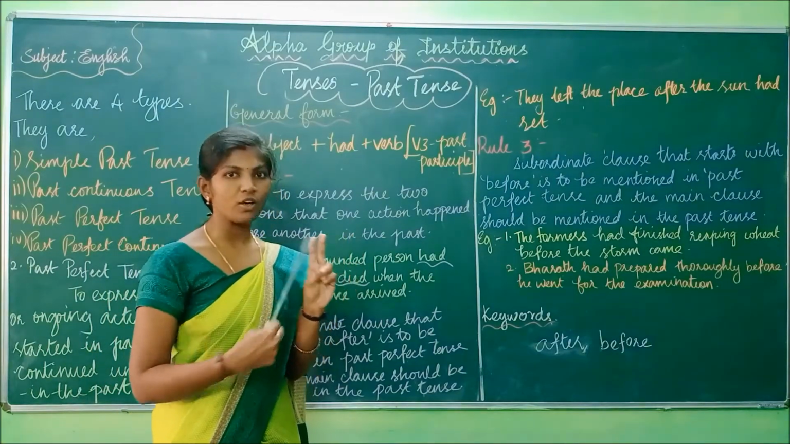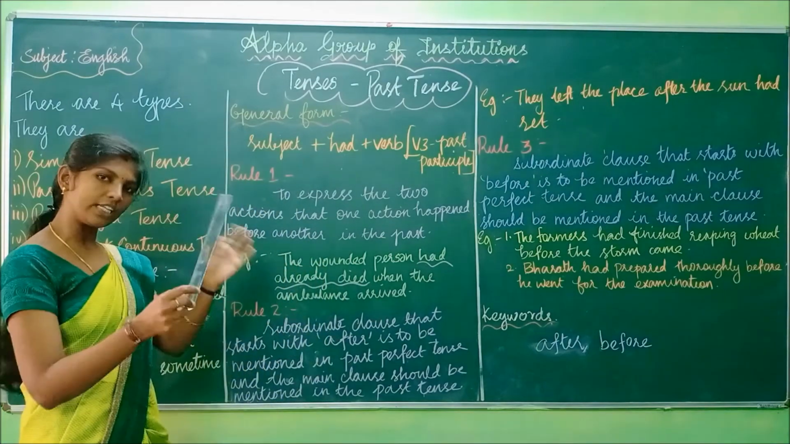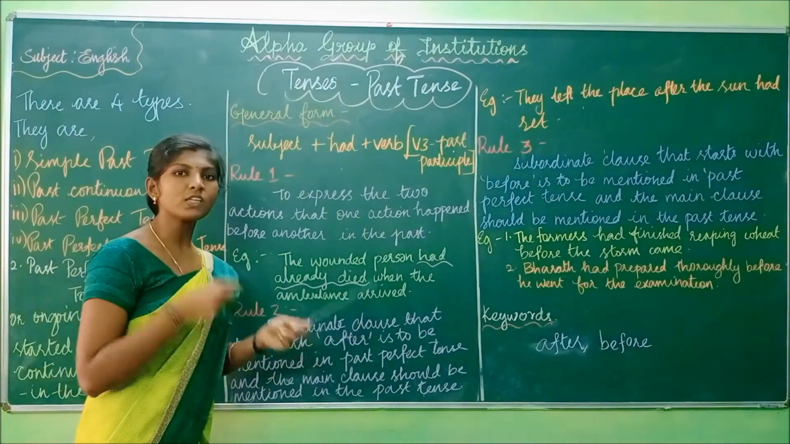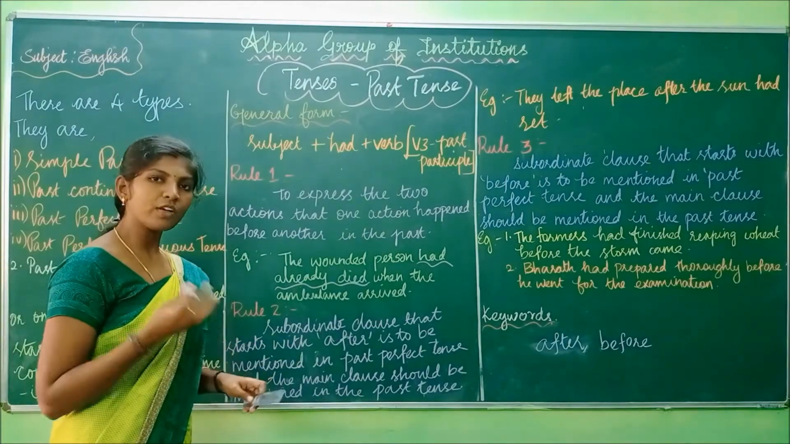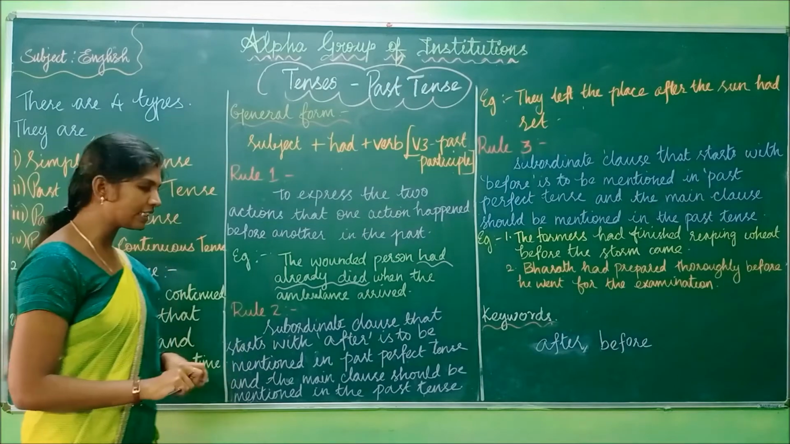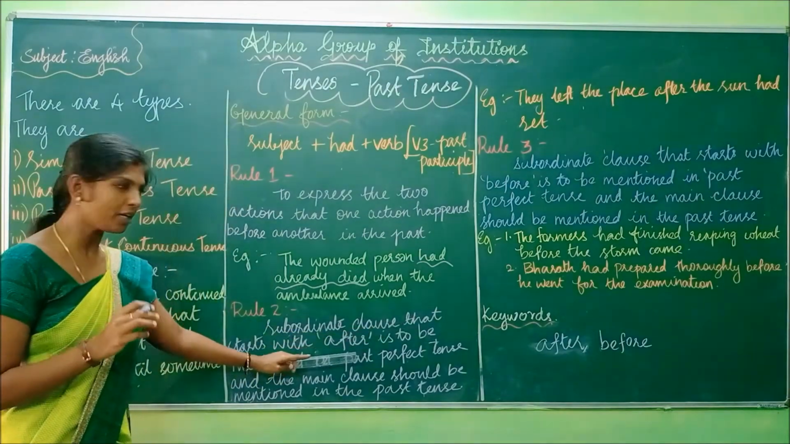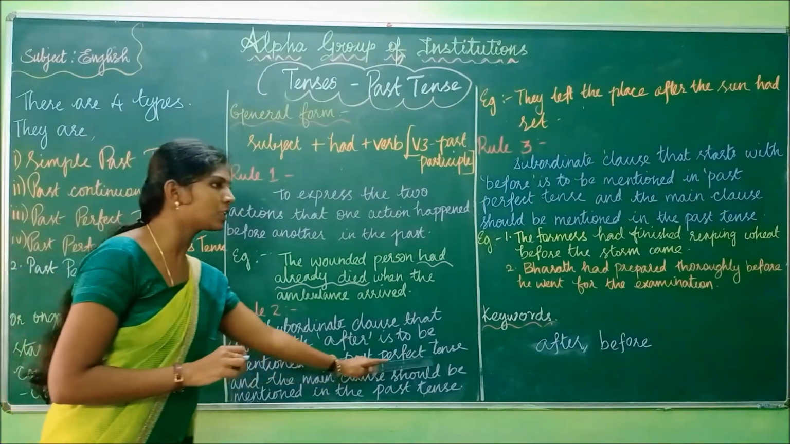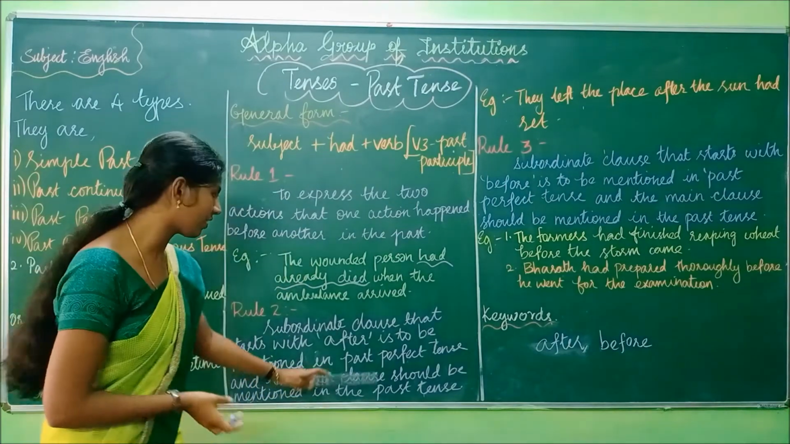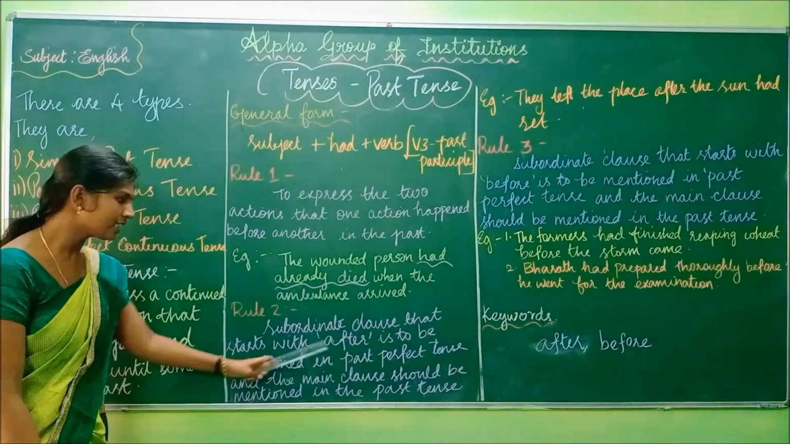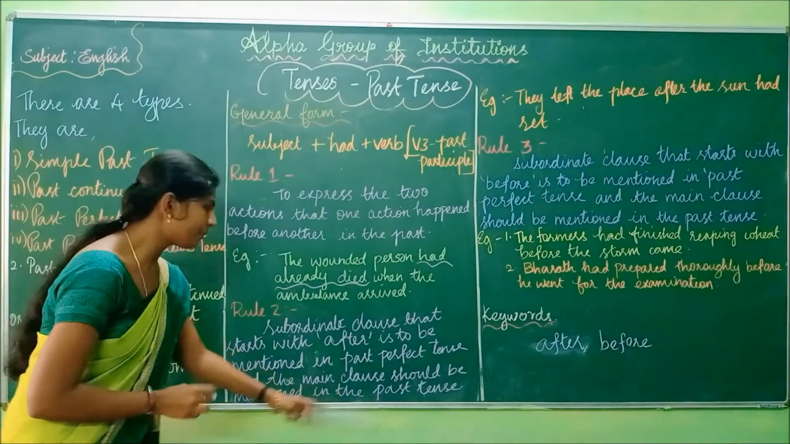One is the main clause and the other is the subordinate clause in a sentence. The subordinate clause always starts with a conjunction, like after or before. So we'll have a connecting word before the sentence starts. The subordinate clause that starts with after is to be mentioned in past perfect tense. The main clause, the first sentence, will be in past tense.